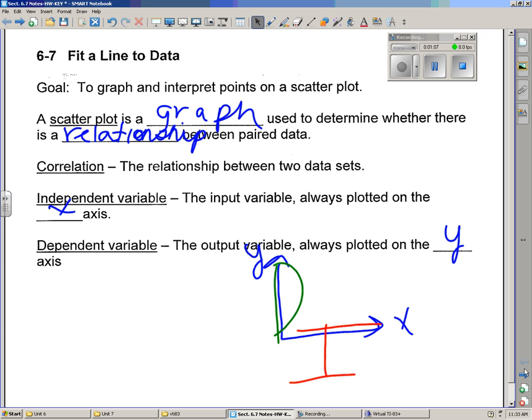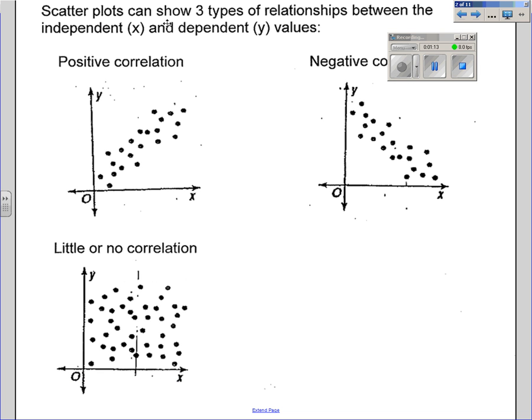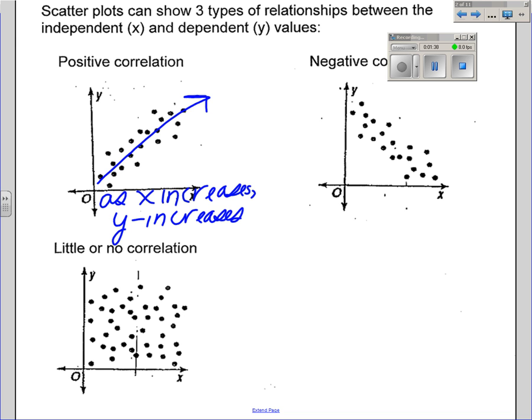Scatter plots can show three different kinds of correlations. Correlations are how the independent and the dependent values relate to one another. The positive correlation is shown in this first graph because the data points, if you look from left to right, kind of go up. So what's happening is as x increases, y also increases. So that's a positive correlation.